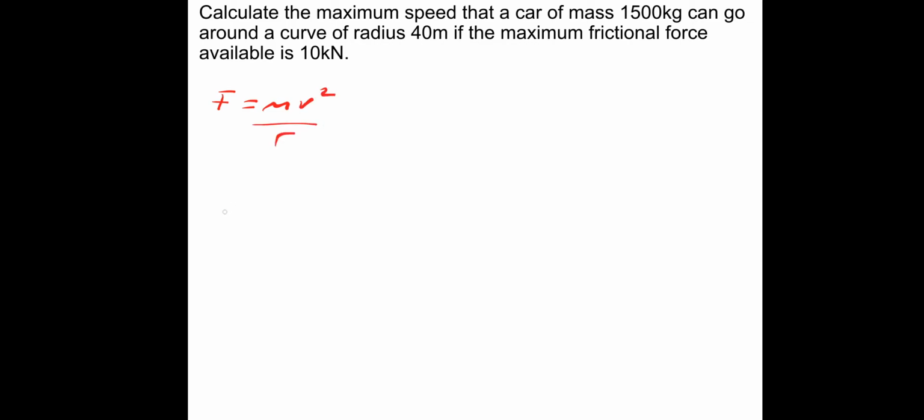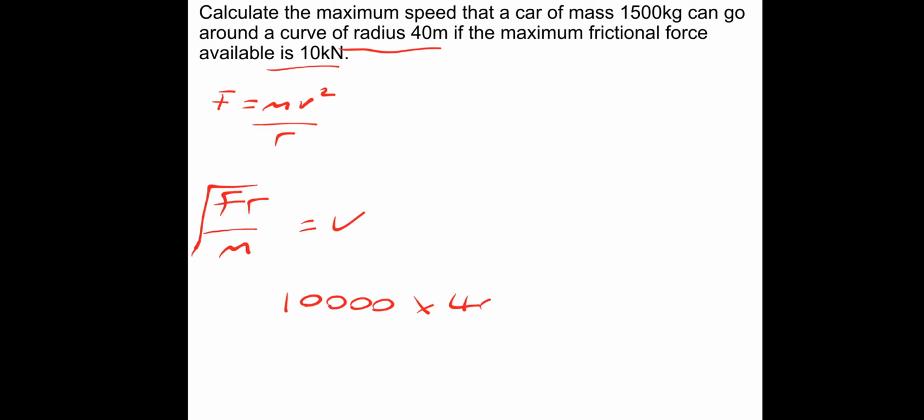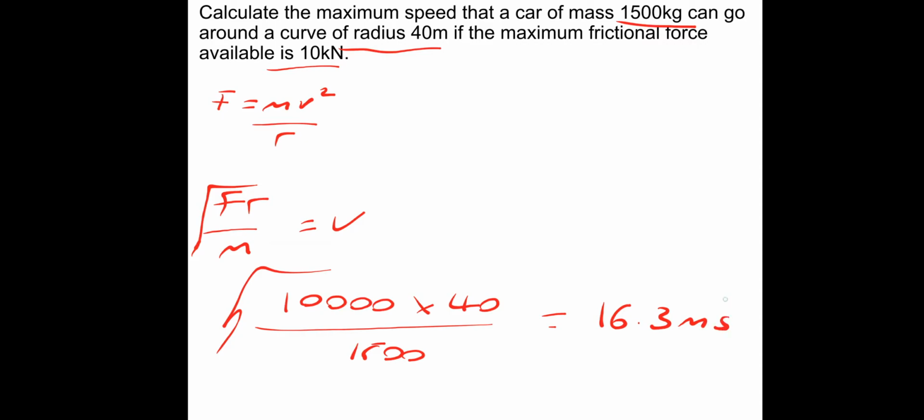And let's rearrange to get v. So that'd be the square root of Fr divided by m gives v. Then we just need to put our numbers in. So we've got the force of 10 kilonewtons, so 10,000, times the radius, which is 40 meters, so times 40, divided by the mass, 1500 kilograms. Then we just need to square root that, and that gives us a velocity of 16.3 meters per second.